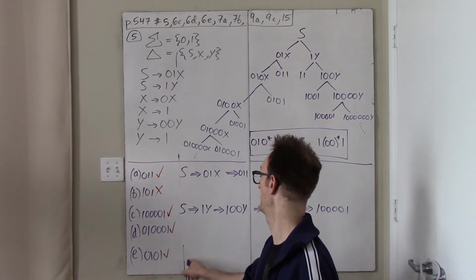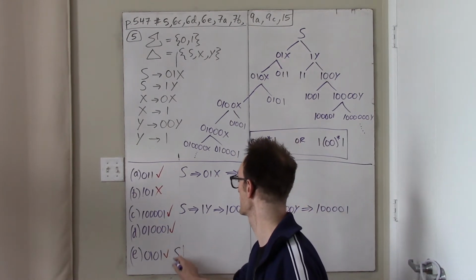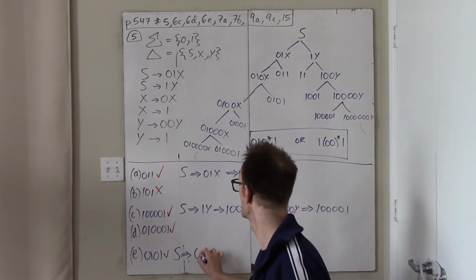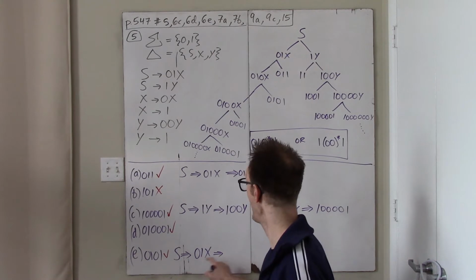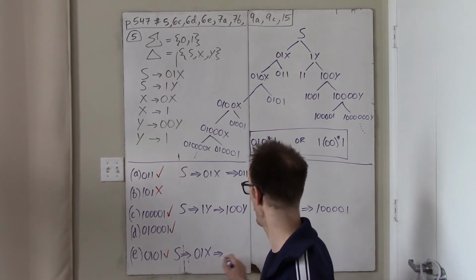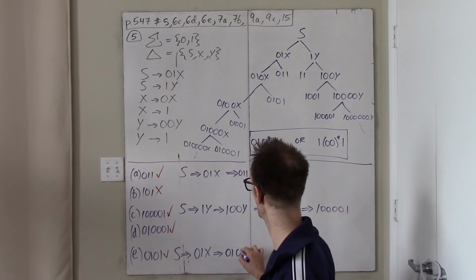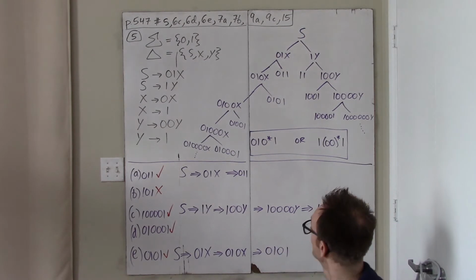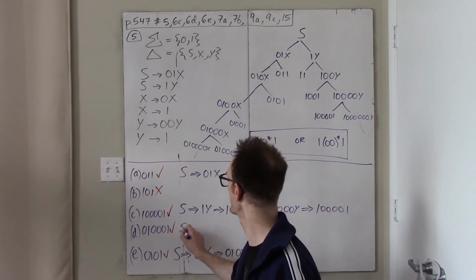Okay, how about, I'll do the E first. So S gets replaced with 0, 1, X. X itself gets replaced with 0X. So that gives me 0, 1, 0, X. And finally, X gets replaced with 1. And then this one is just kind of more tedious.